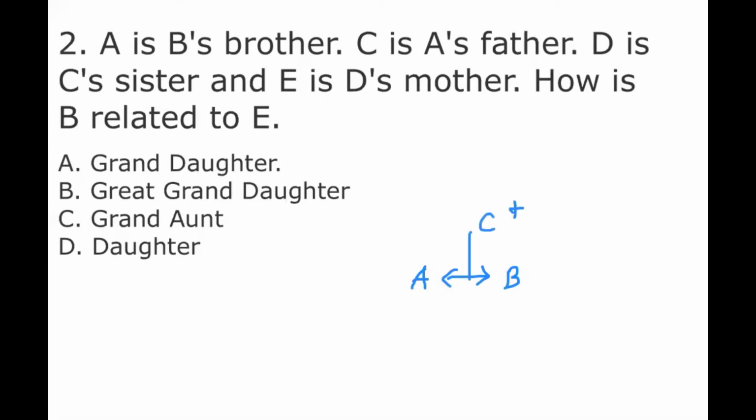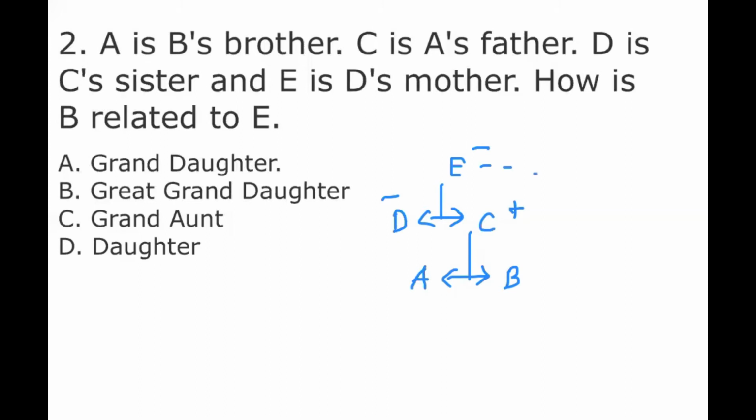Now D is C's sister. Okay, because they are siblings. Now I'll use D. D is C's sister, so D must be a female. I'll be using minus. And now E is D's mother, so E will be common mother for both D and C as well. E, because she is mother, I'll use negative sign here. So how is B related to E?